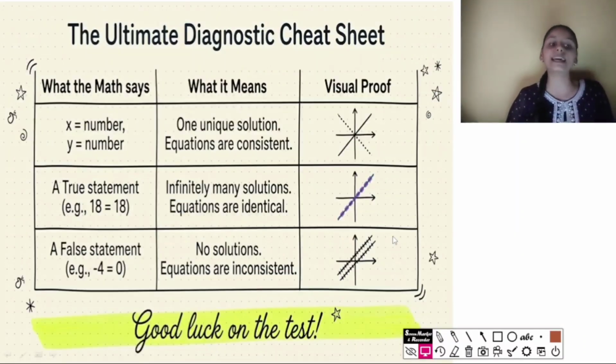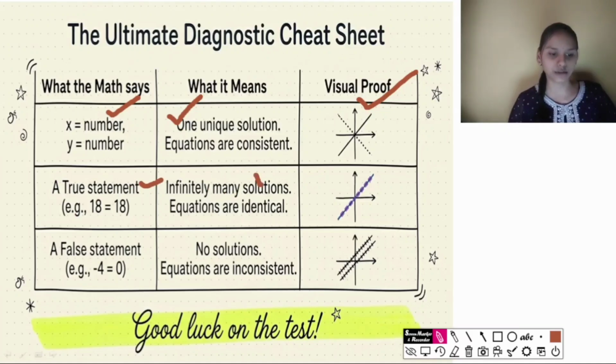See, you're building up the concepts now. So, see, what we can conclude is, x is equal to a number, y is equal to a number. What it means, one unique solution, equations are consistent. Okay, we showed you the visual proof. A true statement, infinitely many solutions, right? A false statement means no solution.